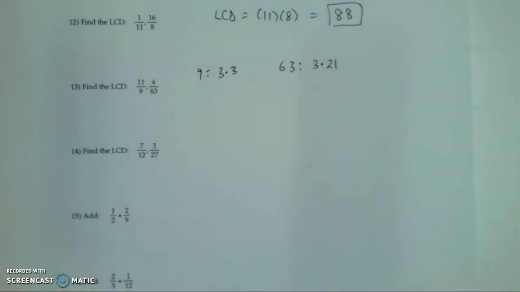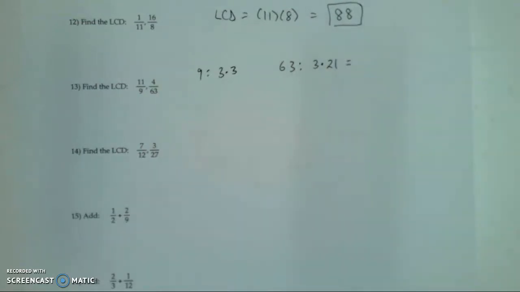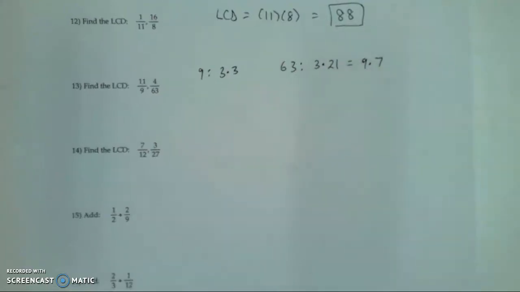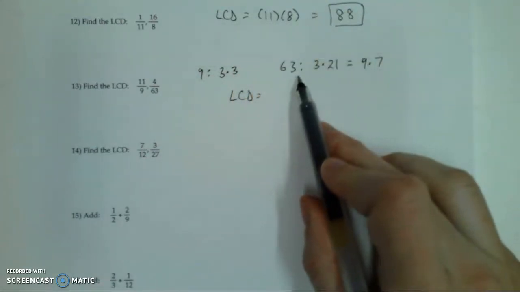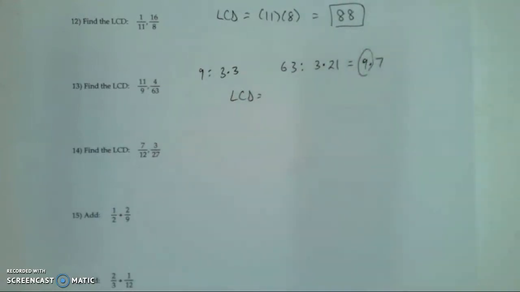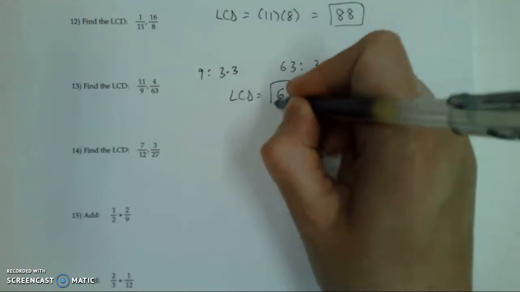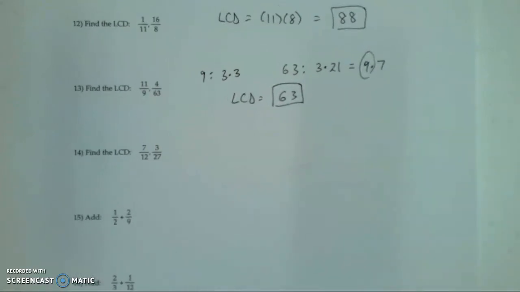And in fact, the 21, well, that has a 3 in it as well. So in fact, 63 is divisible by 9. I could write that also as 9 times 7. So in this case, one of my terms has the other as one of its factors. In that case, the larger number, in this case the 63, is my LCD. And again, if you're not sure if it's divisible there, we can use our calculator to check that.